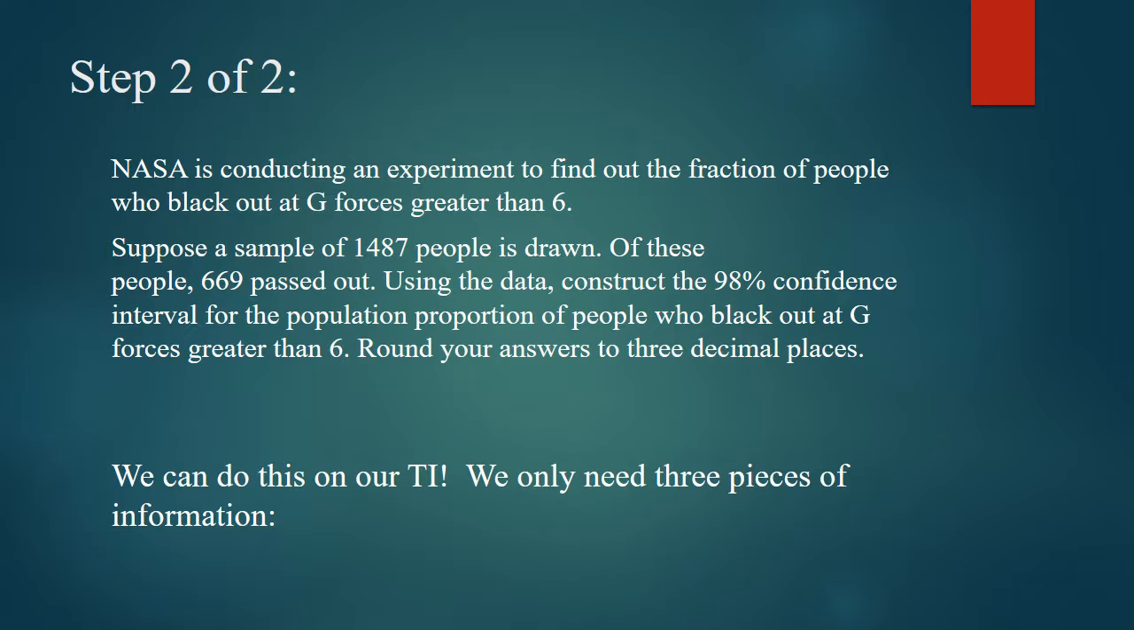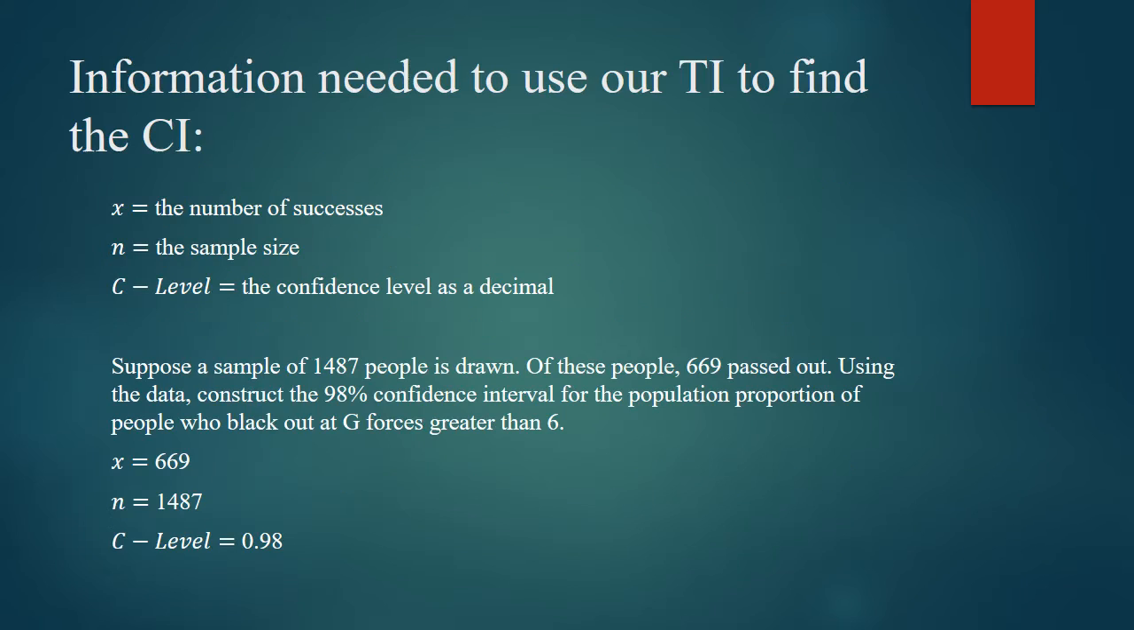So we're going to do this in our TI. And our book goes through many steps and calculations, but it is very easy to do this on our calculator. We only need 3 pieces of information. We need X, the number of successes, we need N, the sample size, and we need the C level, the confidence level, which is the size of the confidence interval turned into a decimal.